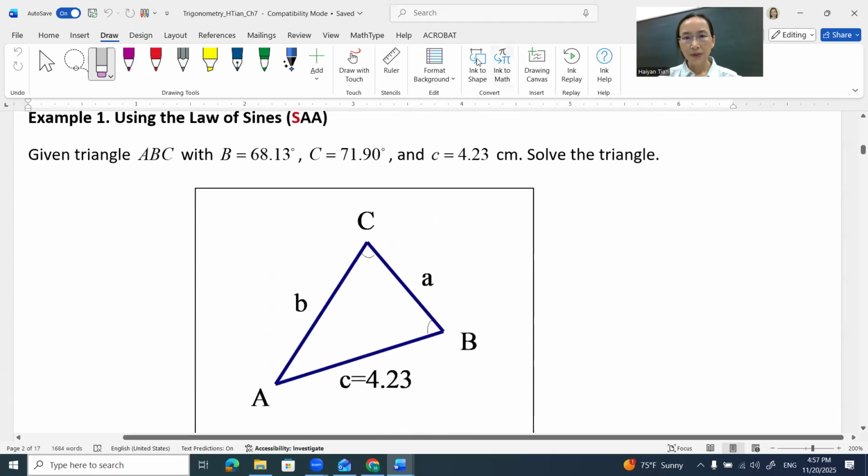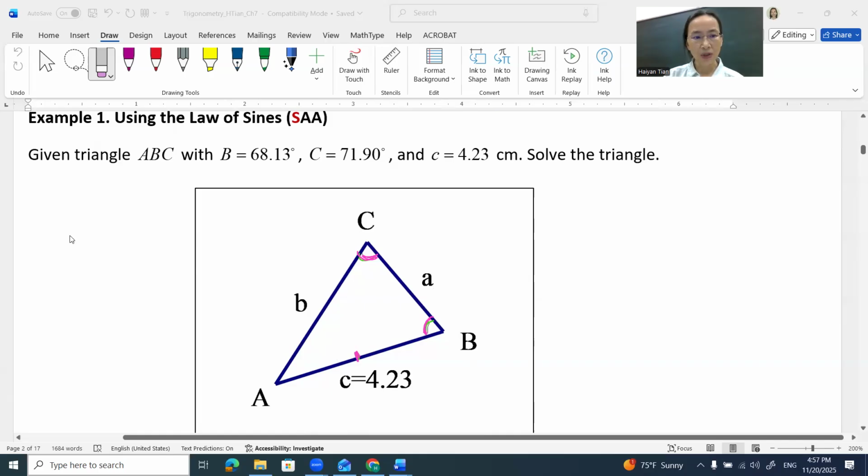In this example, what we know is side c, angle B, and angle C, capital C. So let's highlight our angles. B and C, capital B and C, are given, and the side c is given. So all these are given. What are we trying to determine? The remaining angle is A.